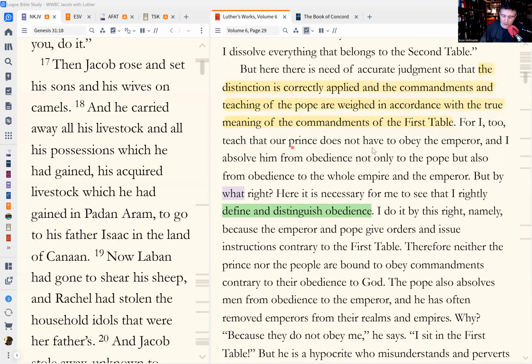For I too teach that our prince does not have to obey the emperor, and I absolve him from obedience not only to the Pope, but also from obedience to the whole empire and the emperor. Now, notice this is Luther talking about, at this time it's not Frederick the Wise, we're talking John the Steadfast who would be the ruler in Wittenberg and in Saxony at this time, under the rule of Emperor Charles V, who is related to him somehow. I don't know, they are all related to the Habsburg Empire and all this stuff. So does one emperor have to obey the other? This has to do with the doctrine of the lesser magistrates and all this kind of thing. And what obedience does the prince owe to the emperor, et cetera, et cetera.